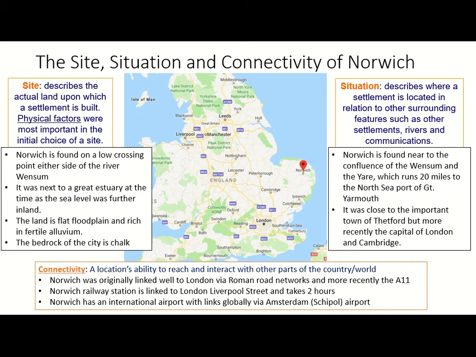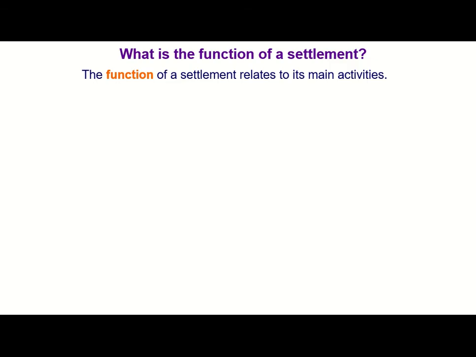Right, so this gives us our site, situation and connectivity with very specific Norwich-related examples. I've named rivers, the type of bedrock, local areas, and the types of roads that we're near. So you've got specific Norwich information, and I'm hoping that some of that is not new to you, okay? This means that it is easier to refer to Norwich if you get case study detail that's useful in an exam. So that's site, situation and connectivity of Norwich.